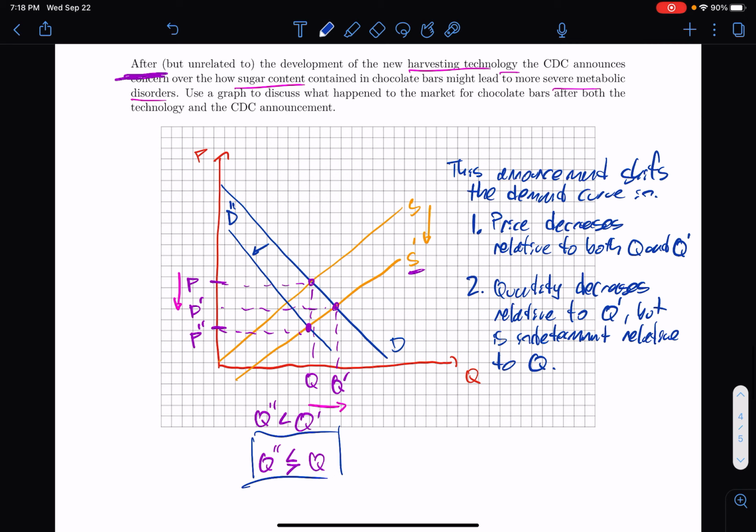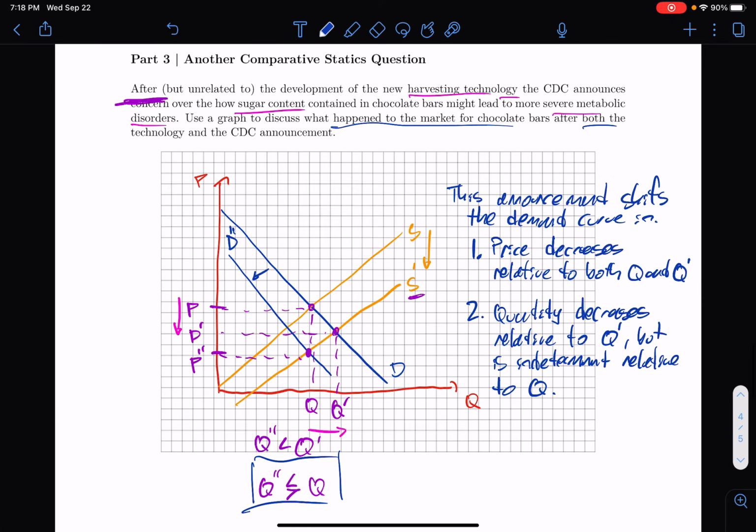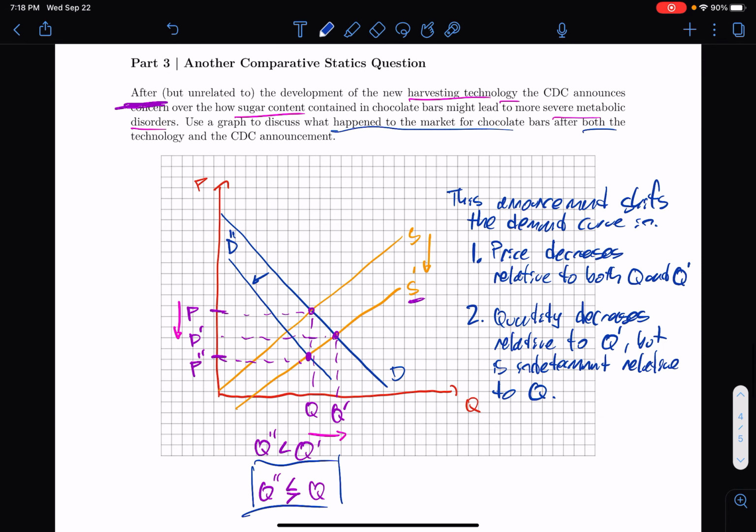Okay, so I believe we've answered everything in this question. What happened to the market after both? And we've fully described the relative changes as we've moved through this informational and technological landscape. Okay.